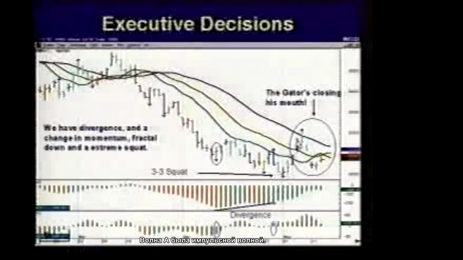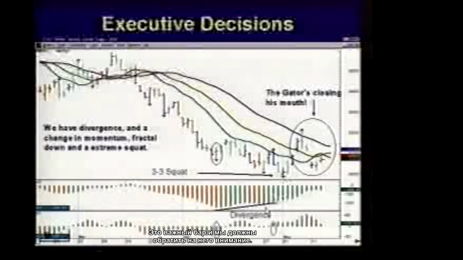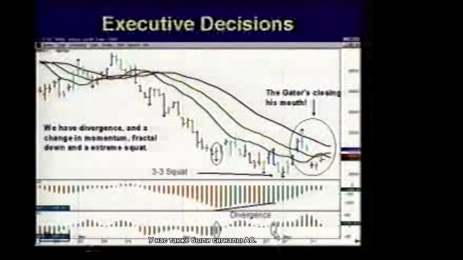Remember, an A wave is an impulsive wave. So here we see an A, B, and C is probably going to be higher than that. But what's important is that we got out here on the bottom. This is an important bar. You need to pay attention to it. You also had AC signals at this point and at this point. You may not have decided to take those, though, until you had the divergence in the market. And then you had, of course, the 3-3 squat bar.